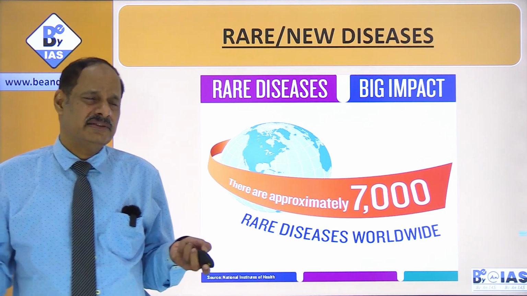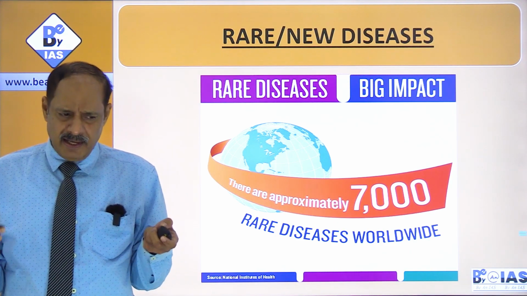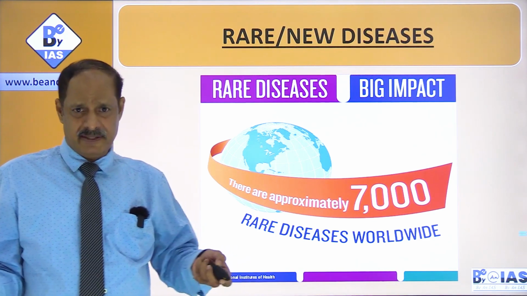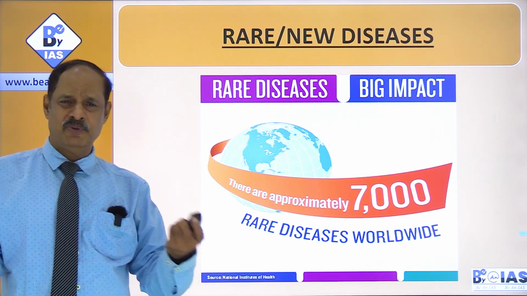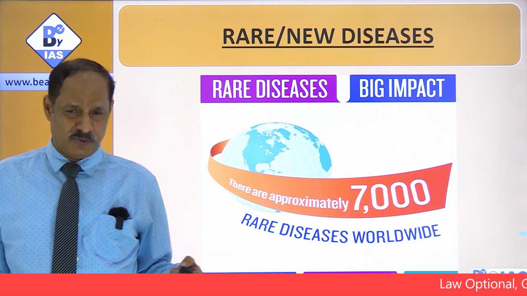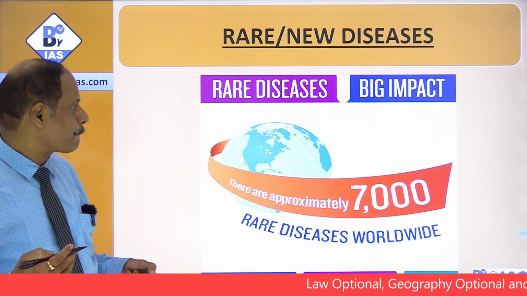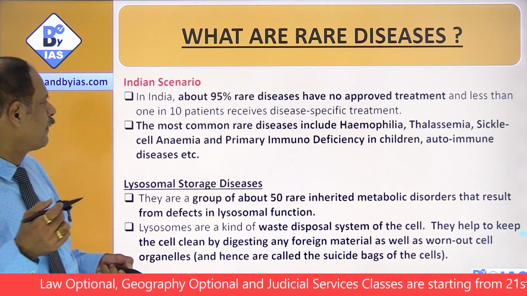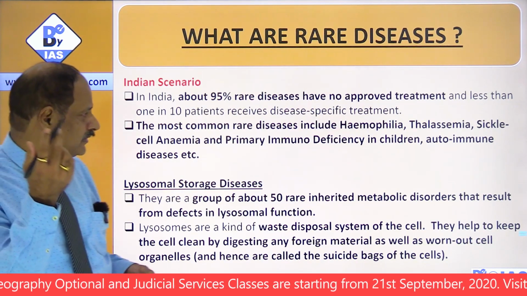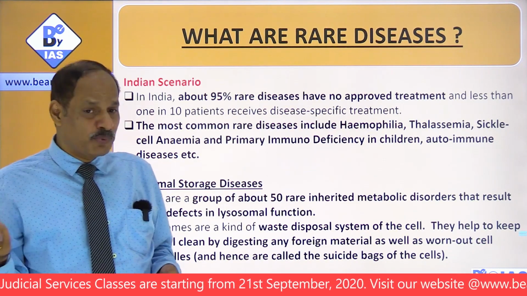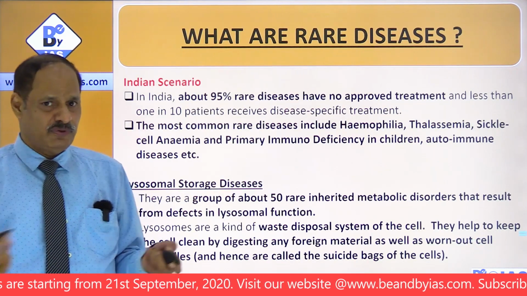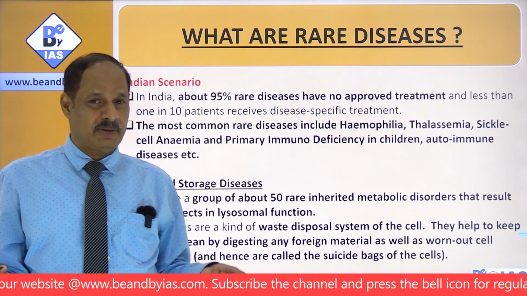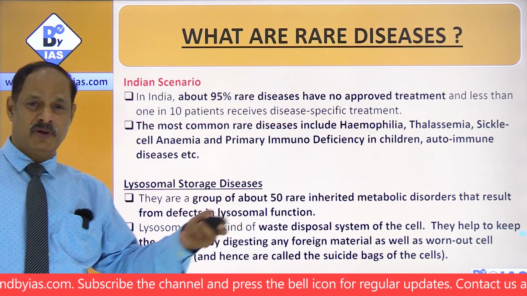Basically, a rare disease according to the WHO is any disease which affects about 1 per 1,000 of population, but this norm need not be uniformly applied to all countries. Each country has its own rare diseases. So what are rare diseases? As I said, 1 or less per 1,000 persons. And in the Indian scenario, about 90% of the rare diseases have no approved treatment. And that is where the danger is. If we do not have any regime or any prescribed treatment for it, a rare disease can also become dangerous, and could even grow up to a pandemic, etc.